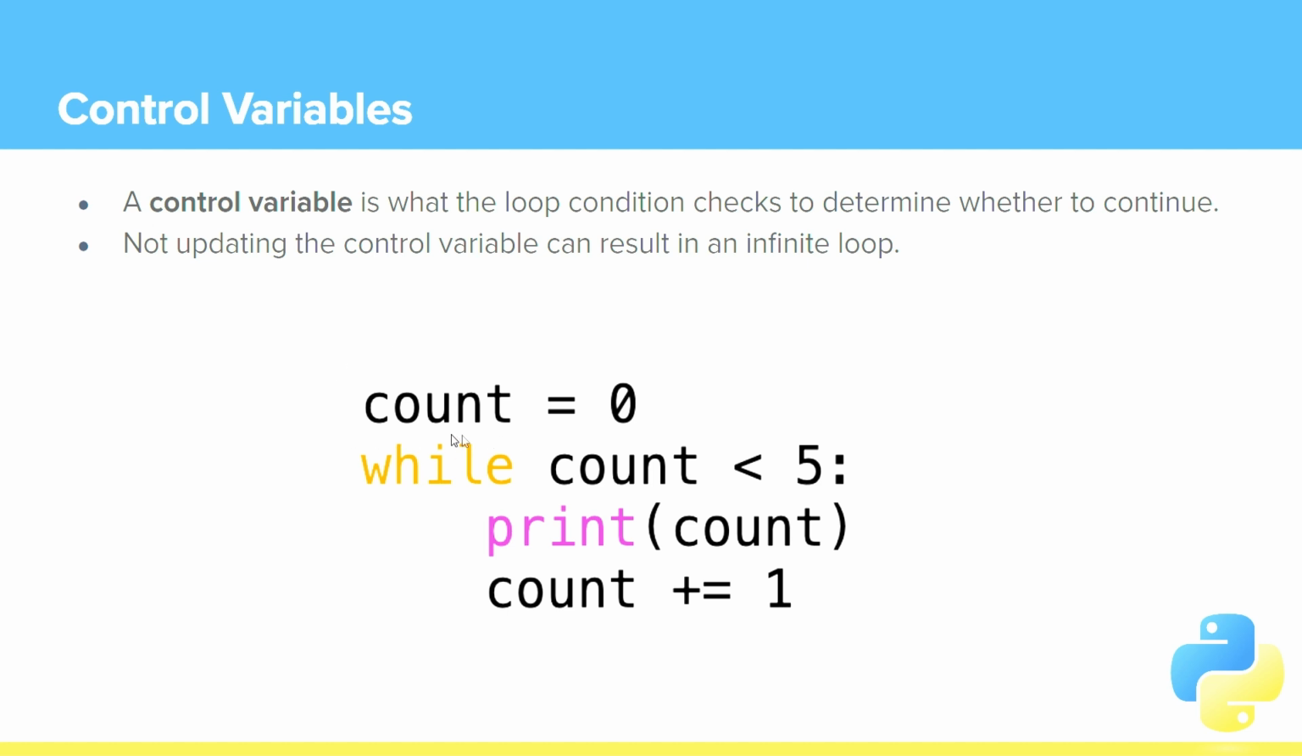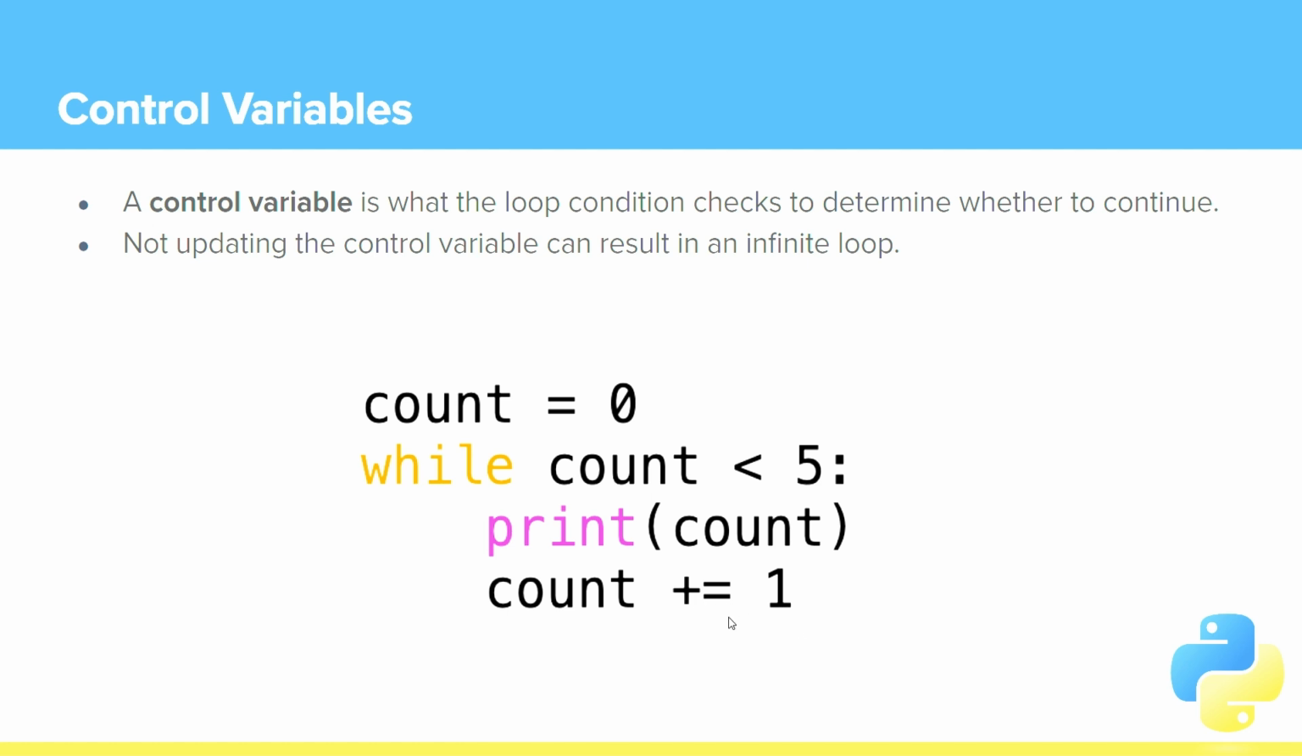So count in this instance is our control variable. And so what we're doing is we're setting that to 0. We're saying while count is less than 5, indent, print count. And then we're incrementing our control variable by 1. count = count + 1.